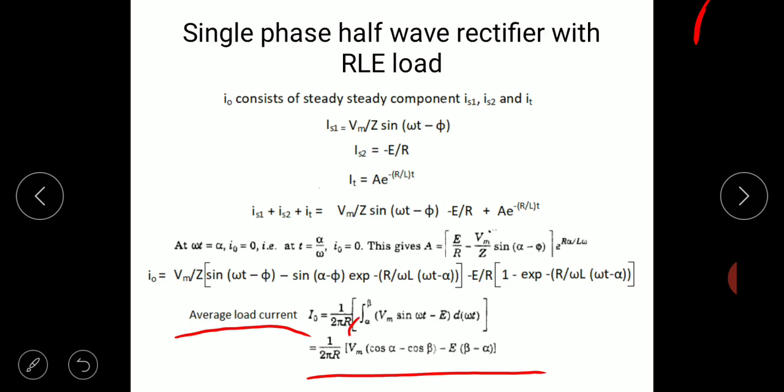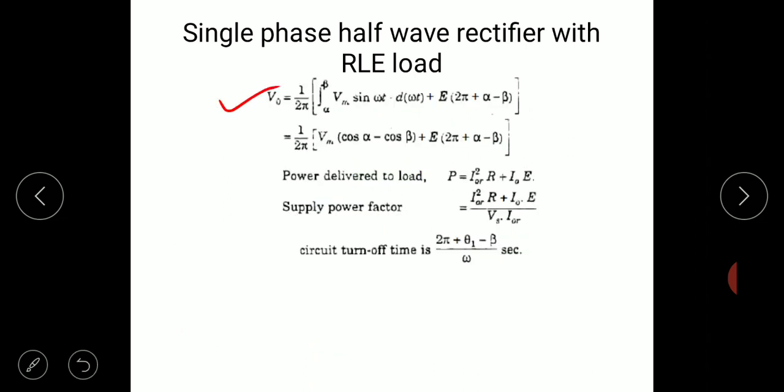Remember that we have to divide only by resistance here, because there is no average voltage across the inductance. Since there is no net rate of change of current, at omega t is equal to alpha, current is 0, at omega t is equal to beta, current is 0. The change in current is 0. Since the change in current is 0, there will be no average voltage across the inductor. Hence, we will divide it only by a resistance value.